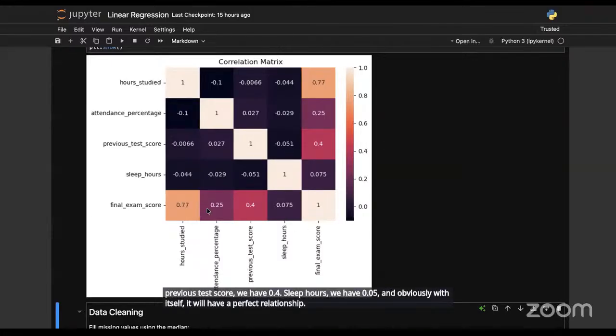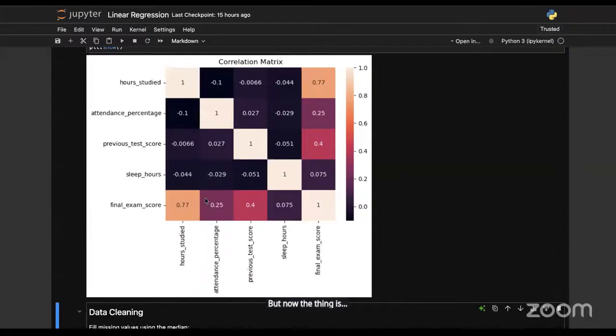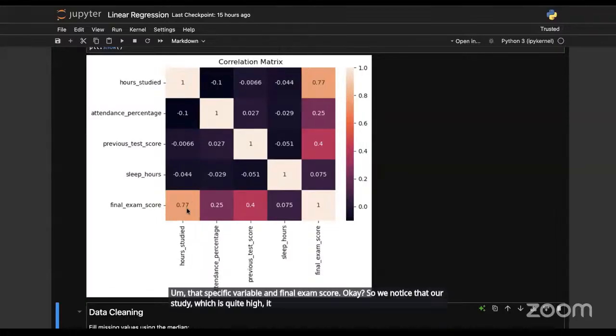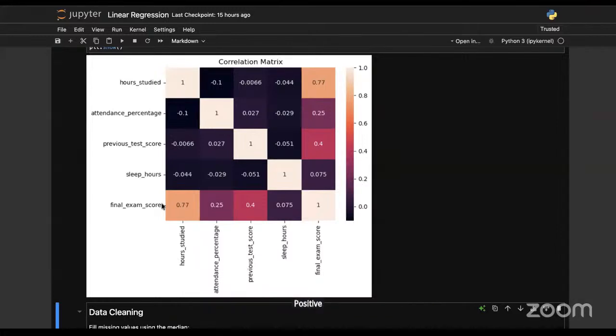But now the thing is, we don't need these clearly, right? These don't give us a strong linear relationship between that specific variable and final exam score. So we notice that hours studied is quite high. It's greater than 0.5. So that's quite a strong positive linear relationship.